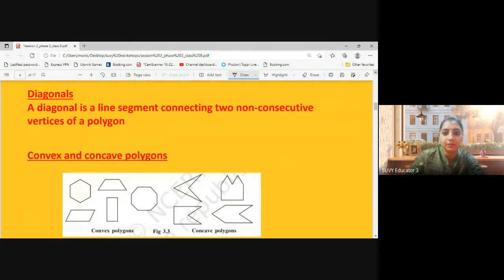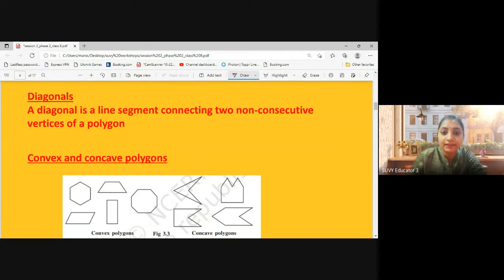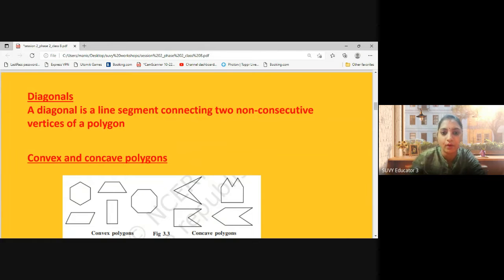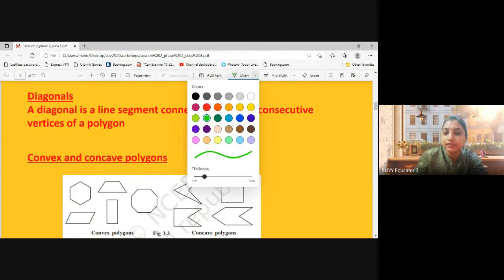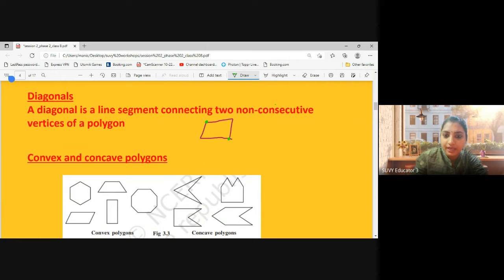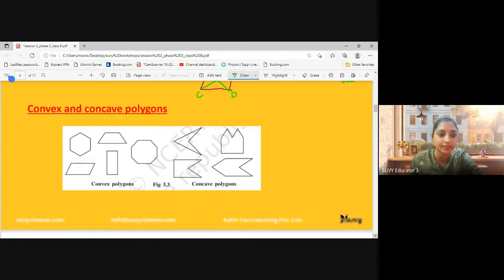So now what are diagonals? Can anyone let me know what diagonals are? A diagonal is a line segment connecting two non-consecutive vertices of a polygon. For example, I have a quadrilateral. Non-consecutive means vertices which are not consecutive. See, A and D, and here B and C. When you join AD and when you join BC, AD and BC are diagonals. So it's clear. Any confusion, any doubt, any query? Oh, great.